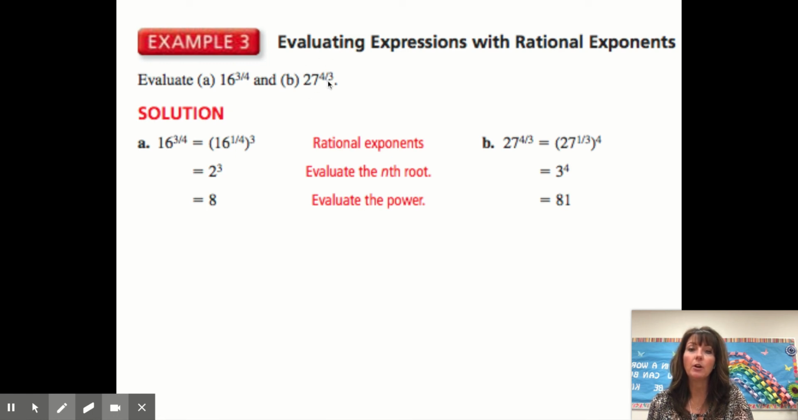For 27, we have 27 to the 1/3 power, and then taking that whole thing to the 4th power. So we're going to have 3 to the 4th power, or 81.